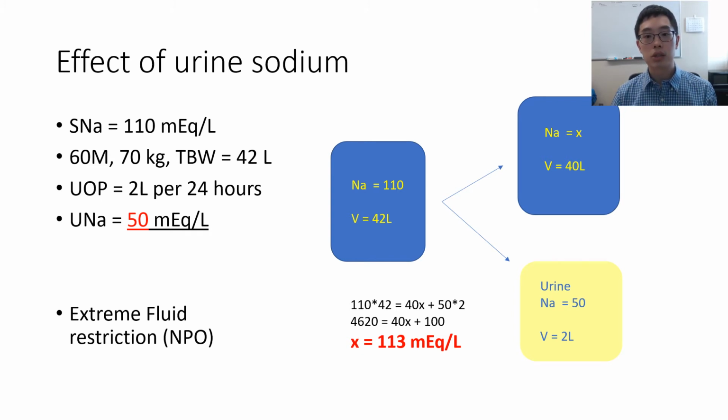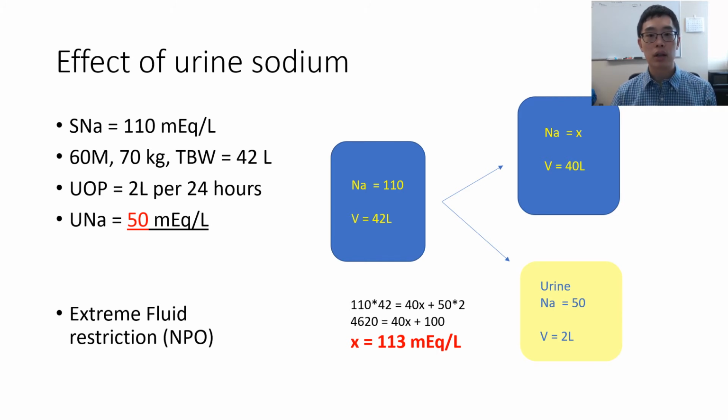If we consider the extreme example where he is NPO the whole day, and we check his urine sodium level from the 24-hour urine collection, and it's, for example, 50, we can do a little bit of math here to figure out what his next day's sodium will be. Here, remember that on both sides, the volume and the total amount of sodium must be conserved. So on the left, we multiply 110 by 42 liters to get 4,620 millimoles of sodium before he urinates.